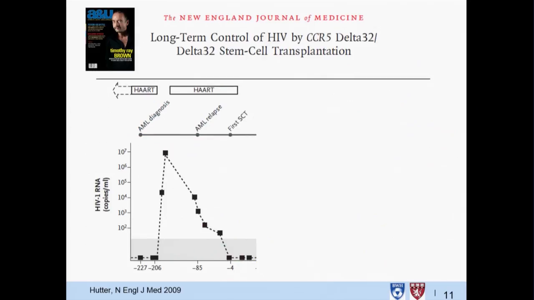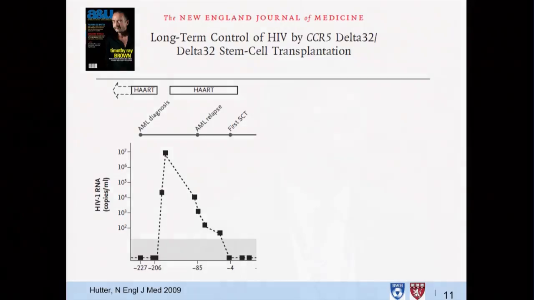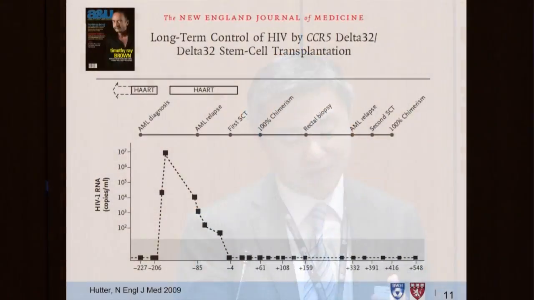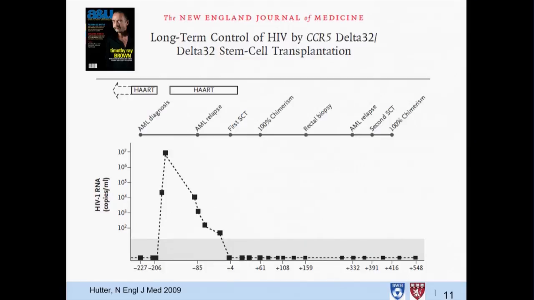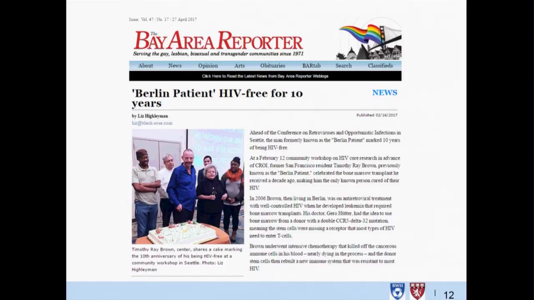And after he received this stem cell transplant, he stopped antiretroviral therapy, and the virus remained suppressed. And he ended up having a relapse of his cancer, ended up needing a second stem cell transplant. And it's been now more than 10 years, actually now more than 11 years, and he has remained HIV-free without antiretroviral therapy.